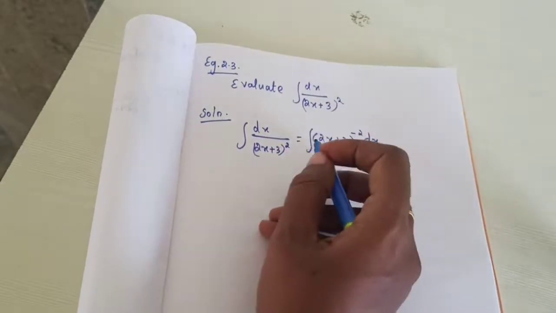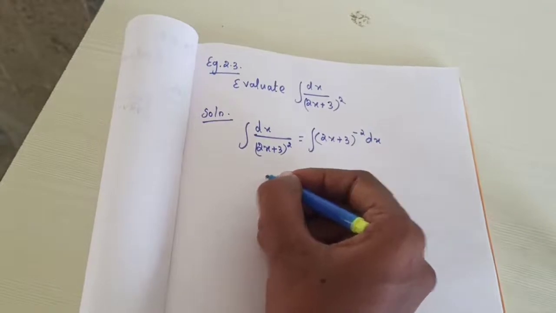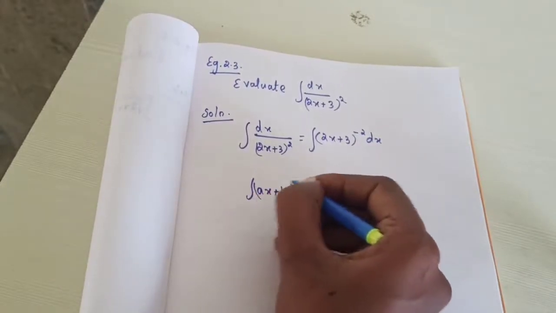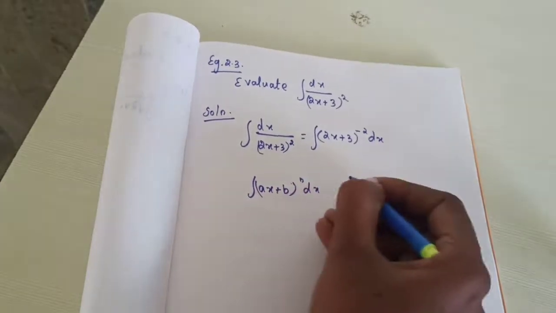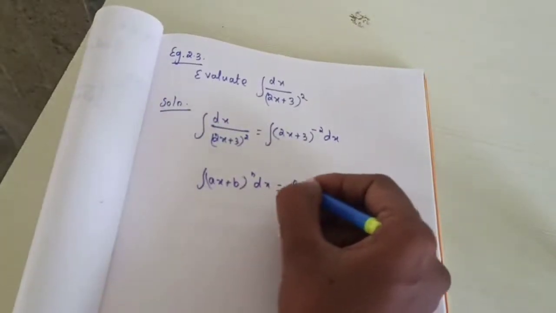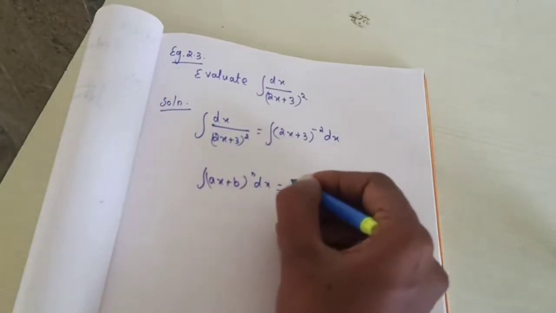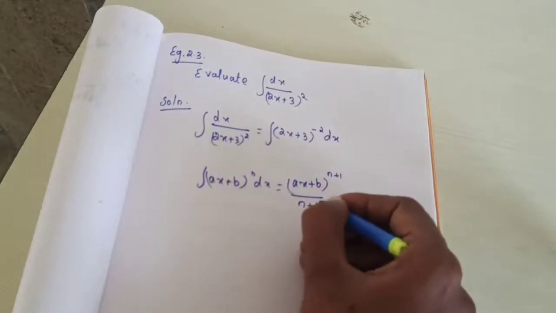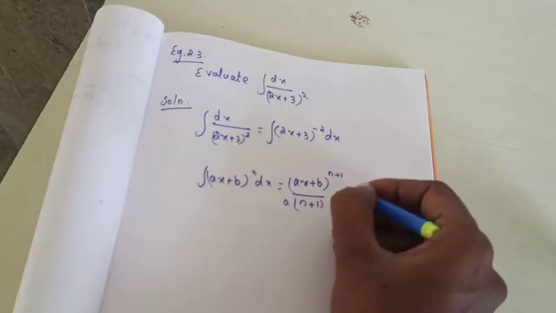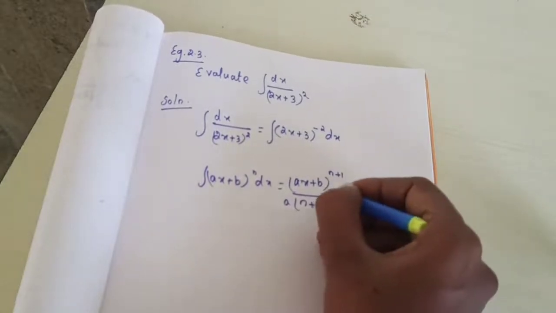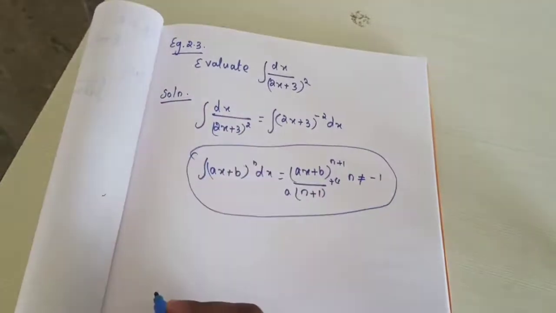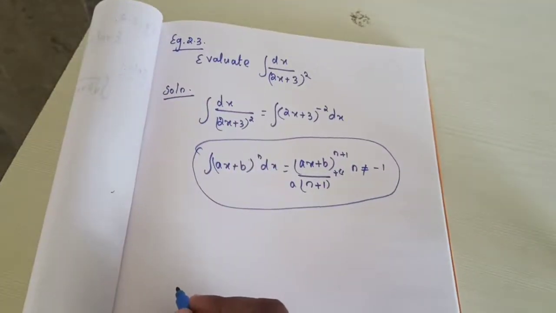Okay. I brought this to the numerator. Now I will apply the last same formula. The integral of (ax + b) to the power n dx is equal to, what's the formula? (ax + b) to the power n plus 1 divided by a into (n + 1), where n is not equal to minus 1, plus c. Okay. So this is the same formula we are going to use again. So what will happen?